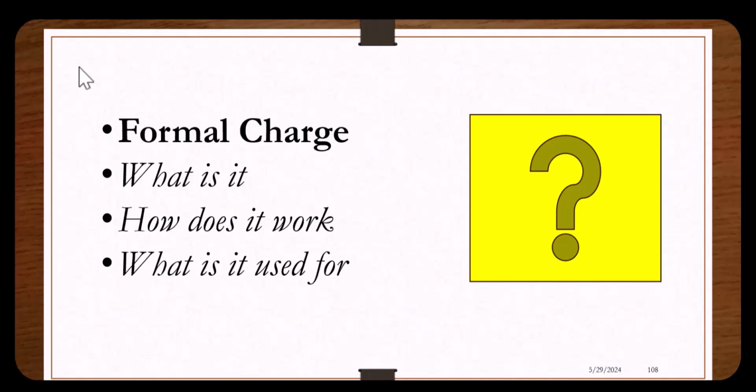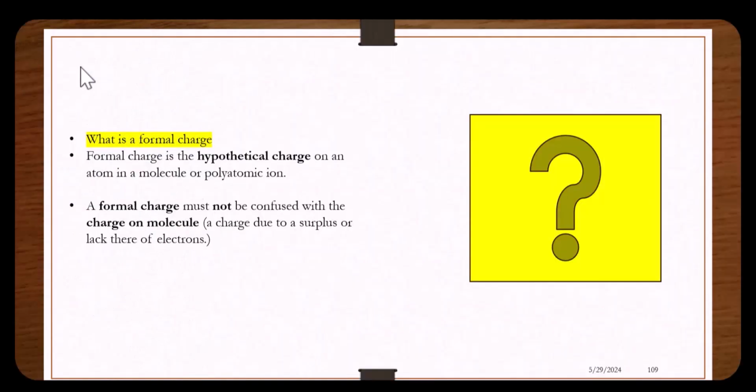In this video, I want to talk about formal charge. I'll go over what it is, how it works, and what we can use it for. First, we need to know what a formal charge is. A formal charge is a hypothetical charge on an atom, in a molecule, or a polyatomic ion.